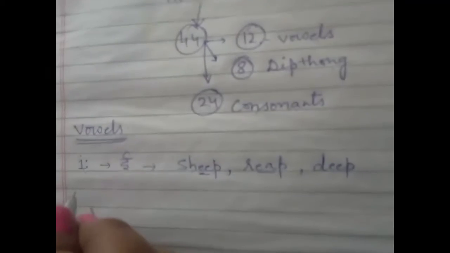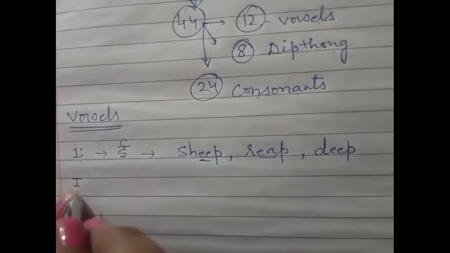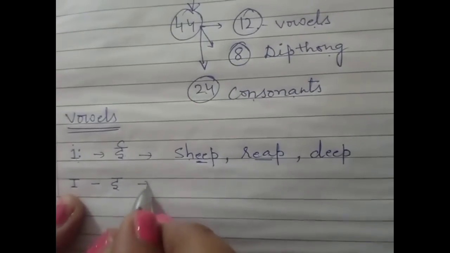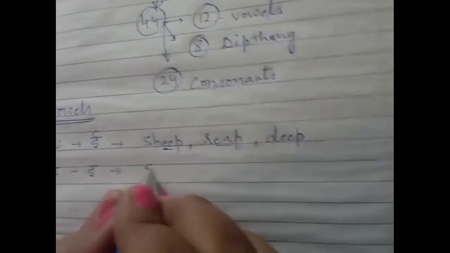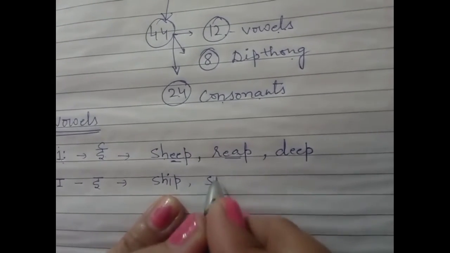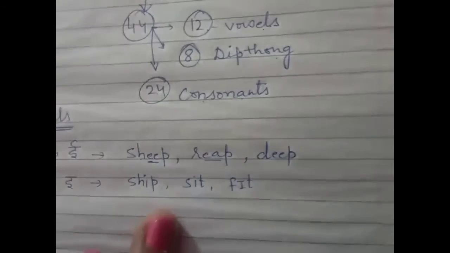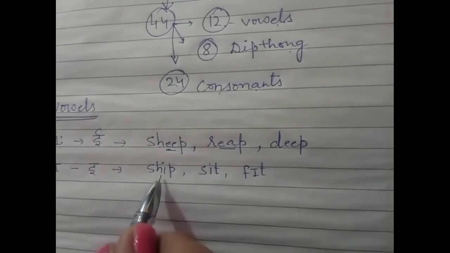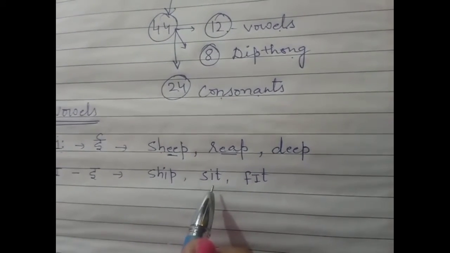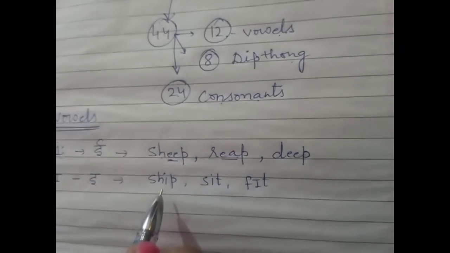And the next vowel, phonemic sound in English, this is short i. In Hindi language, choti i. Is it clear? And in spelling we have SHIP, and the next one SIT, and the next one FIT. The pronunciation of these words: first one ship. Is it clear? Ship. And this one sit, and this one fit. Sit, fit, and ship. Is it clear?